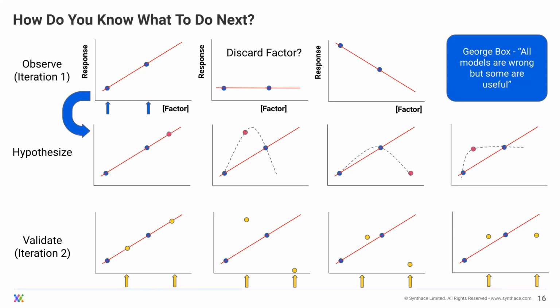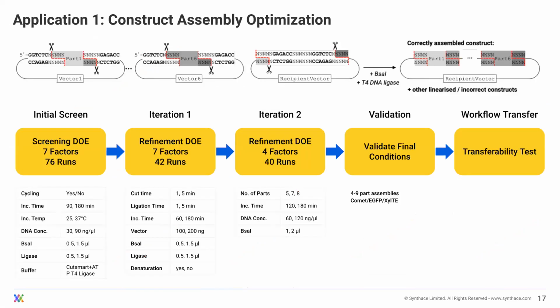And on that note, let's jump into our first case study. So the construct assembly optimization. Genetic construct assembly, this is a Golden Gate assembly method. And the objective for this particular case study for us was to get a robust method that we could run on automation platforms, that was transferable across different automation platforms.